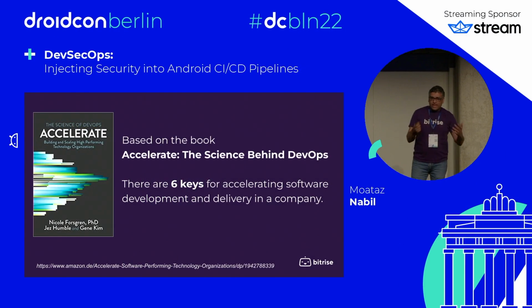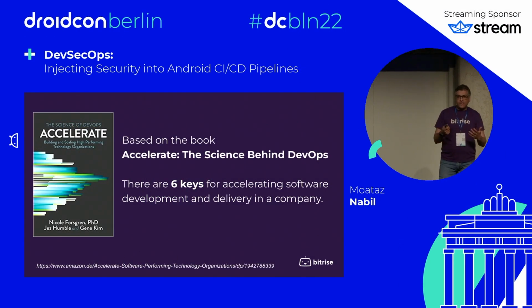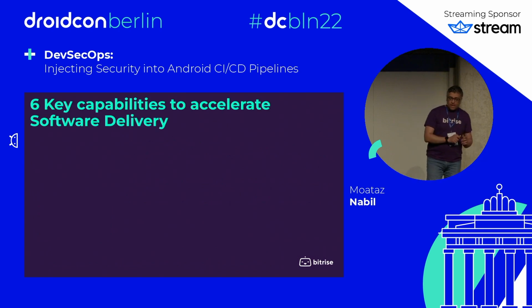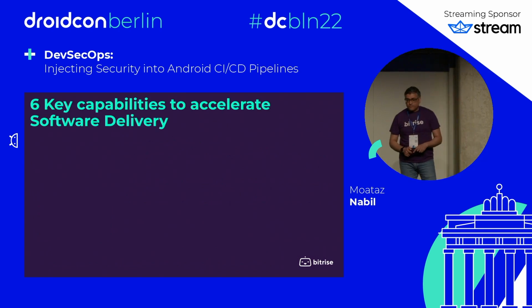Companies, it's not like a new ebook, it's from a long time ago, and they asked differently, like it was a survey. They asked different companies about what they are doing usually, how they can measure the success of the application and so on, of the deployment and development as well. And they found that we have 6 key capabilities to be able to accelerate our software delivery.